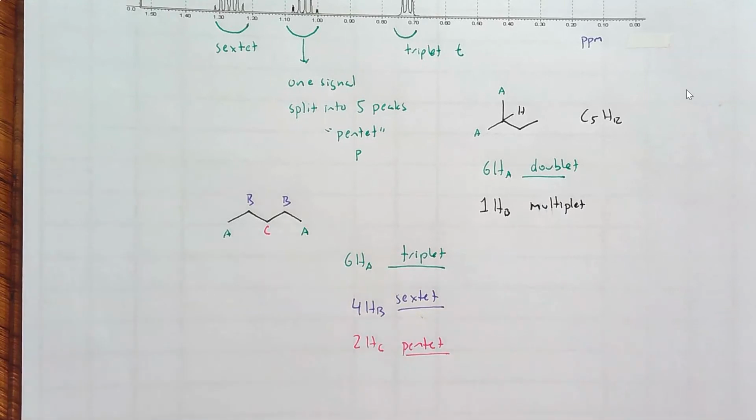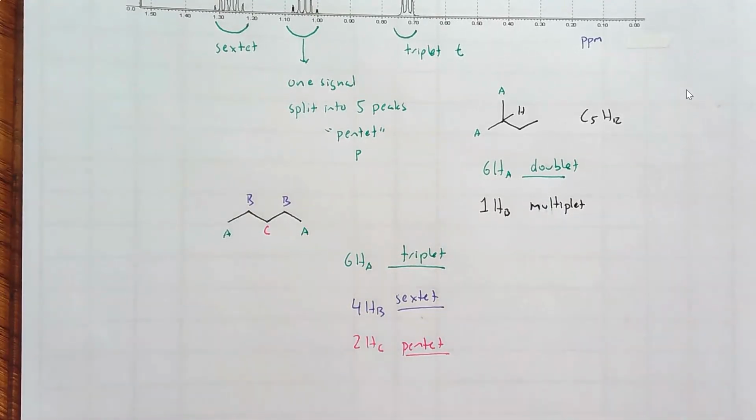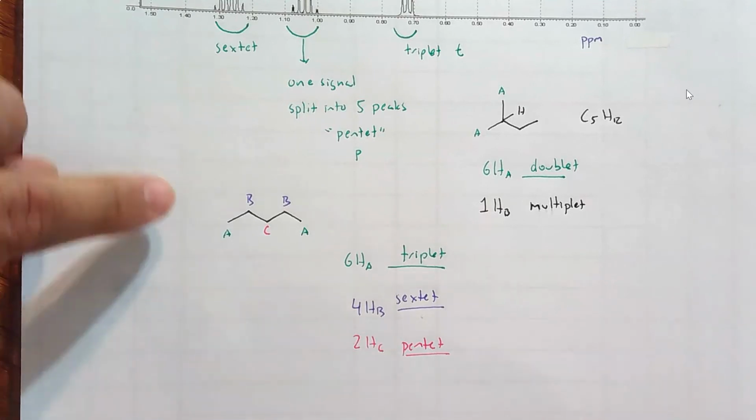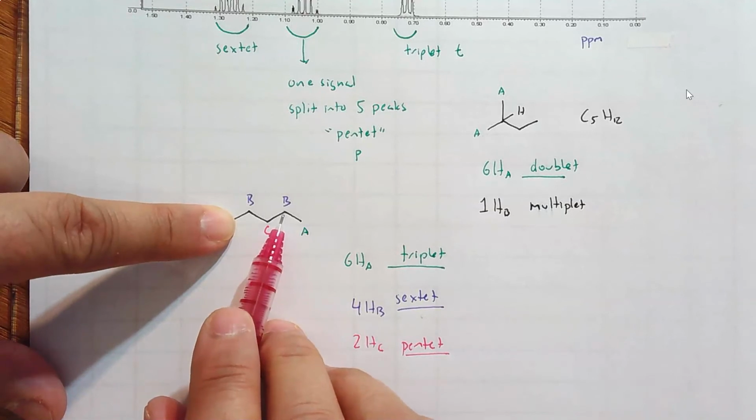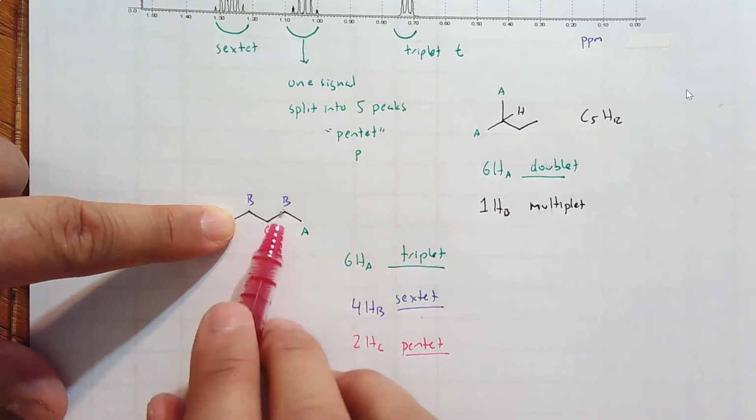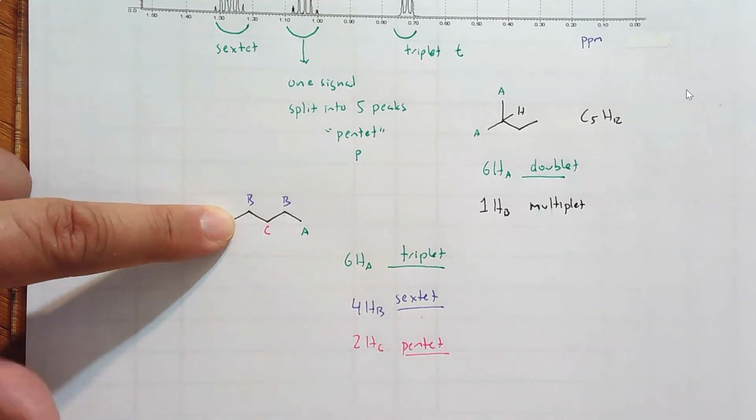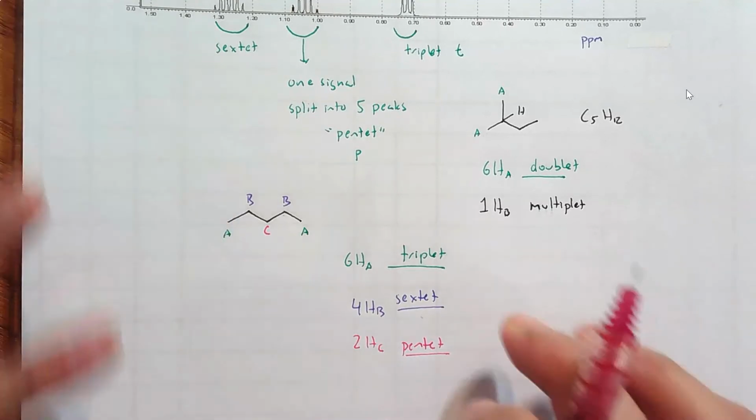Okay? Please, please, please, use the finger technique because you don't want to double count a neighbor. Like, if you put your finger at A, you're not going to count these 2 hydrogens as a neighbor, even though these 2 are equivalent. You just literally ask yourself, how many neighbors does your finger have? And you'll be fine.